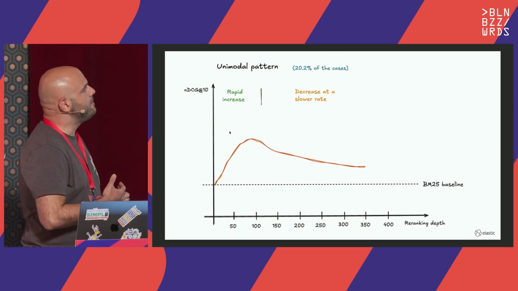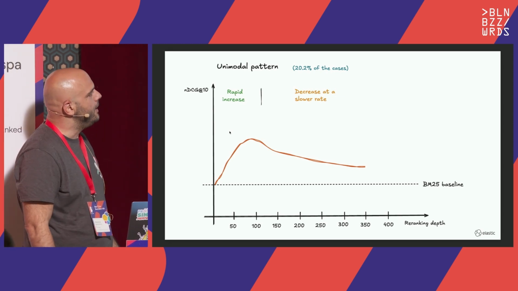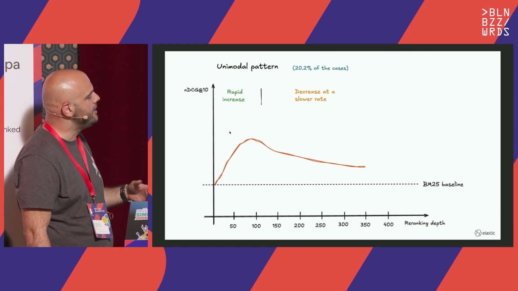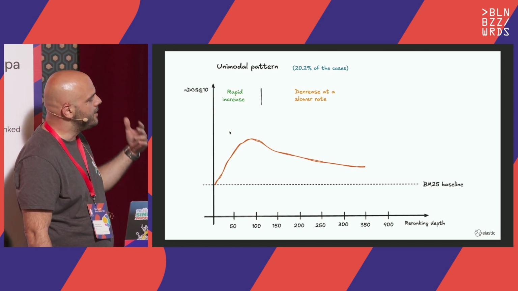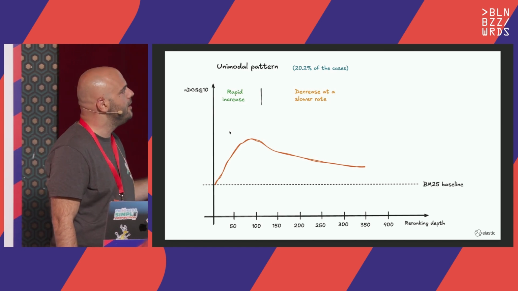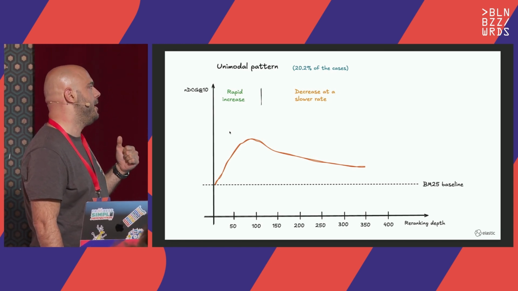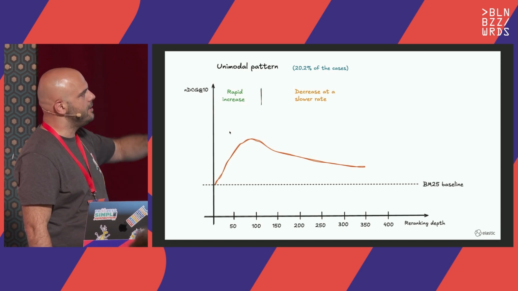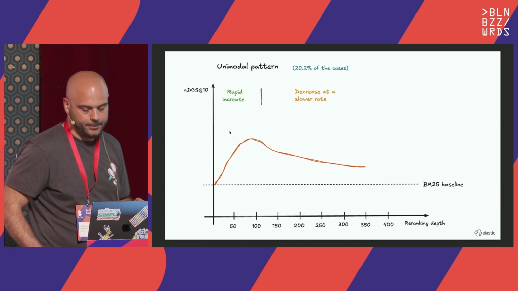Now we'll move to the next pattern, which we call the unimodal pattern. It's the second most frequent. It accounts for 20.2% of the cases. Here we can see two phases. The first one is a rapid increase, as in the case of Pareto, but then we reach a peak and then there's a decrease, usually at a slower rate.